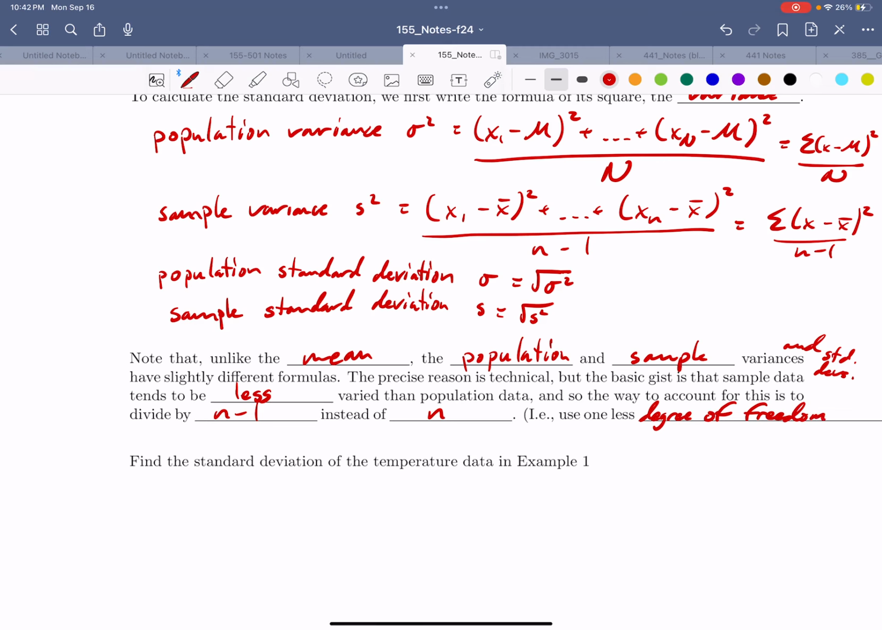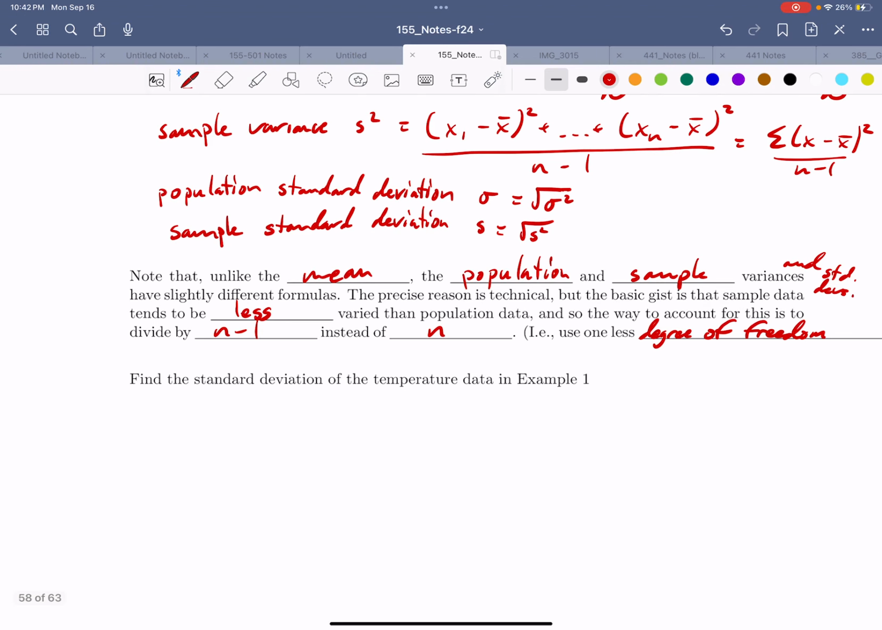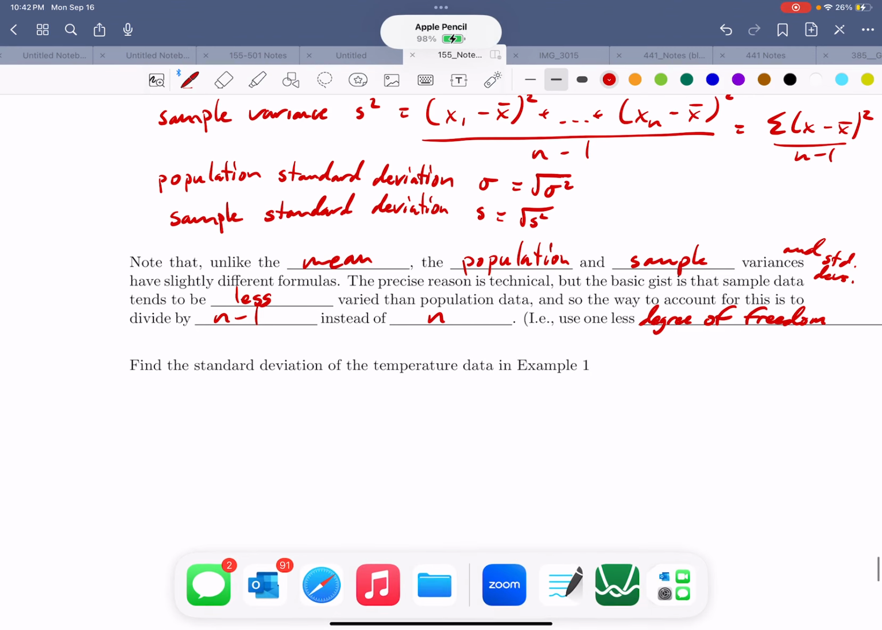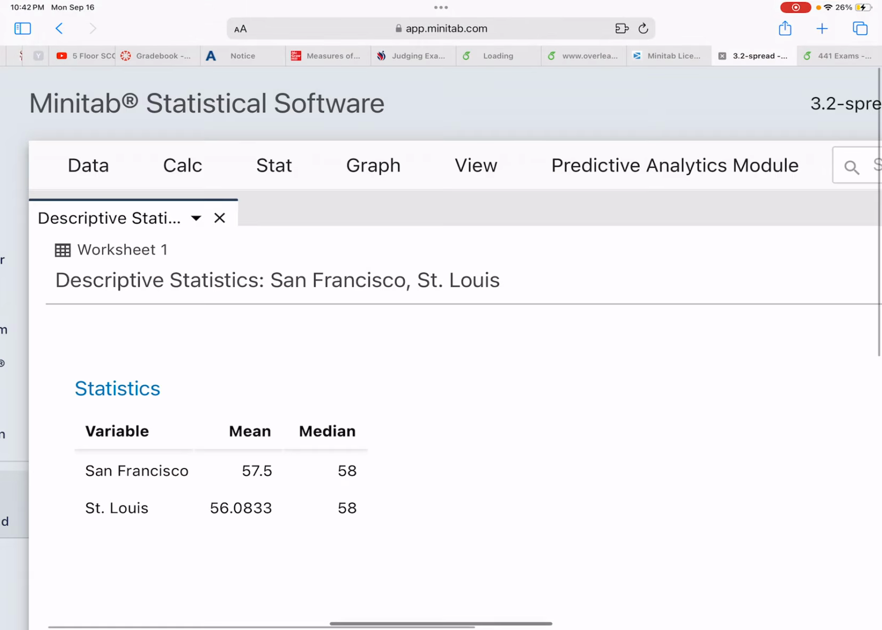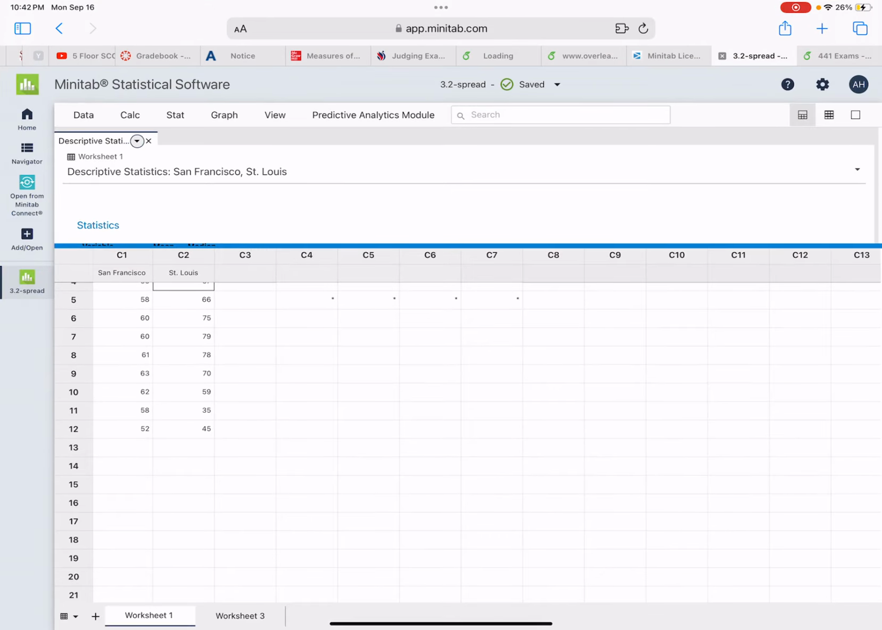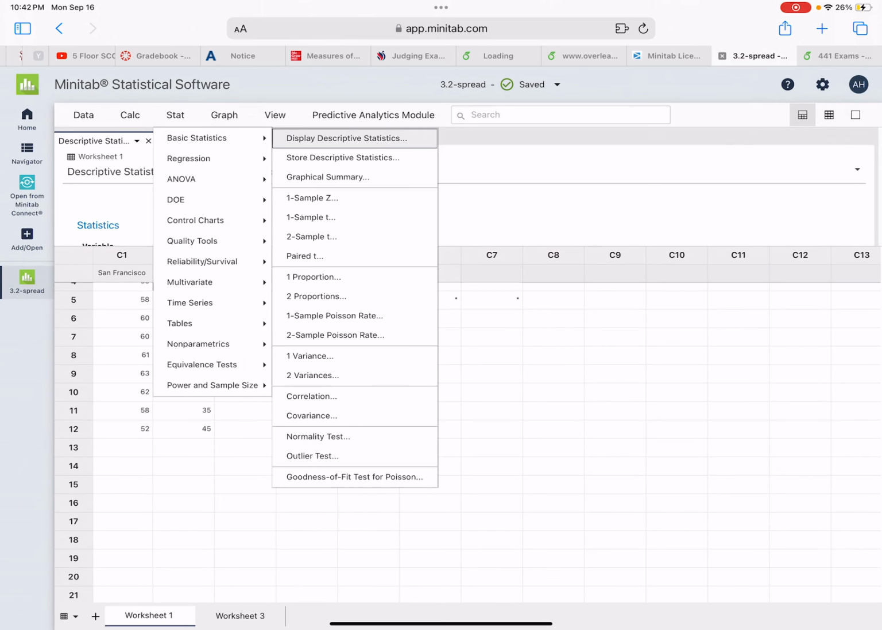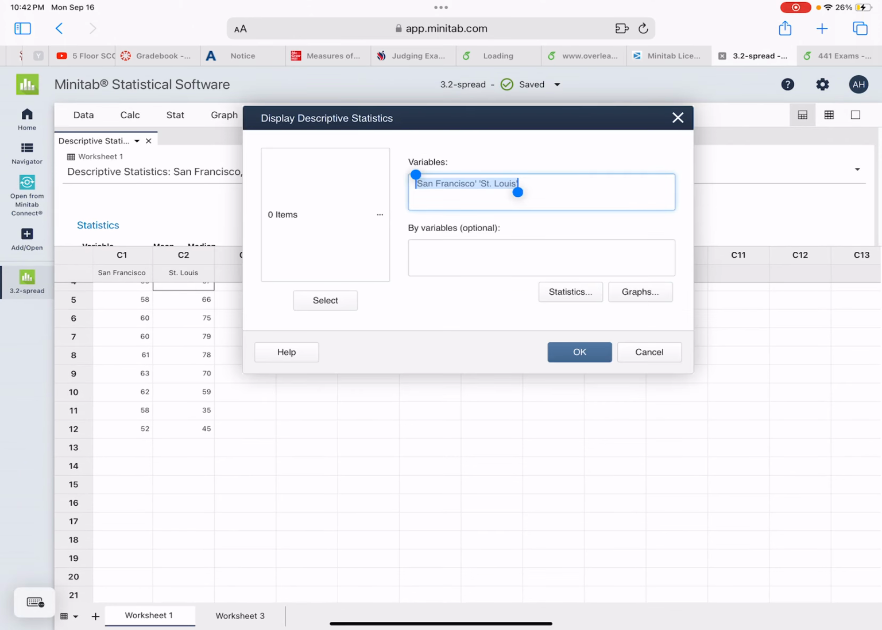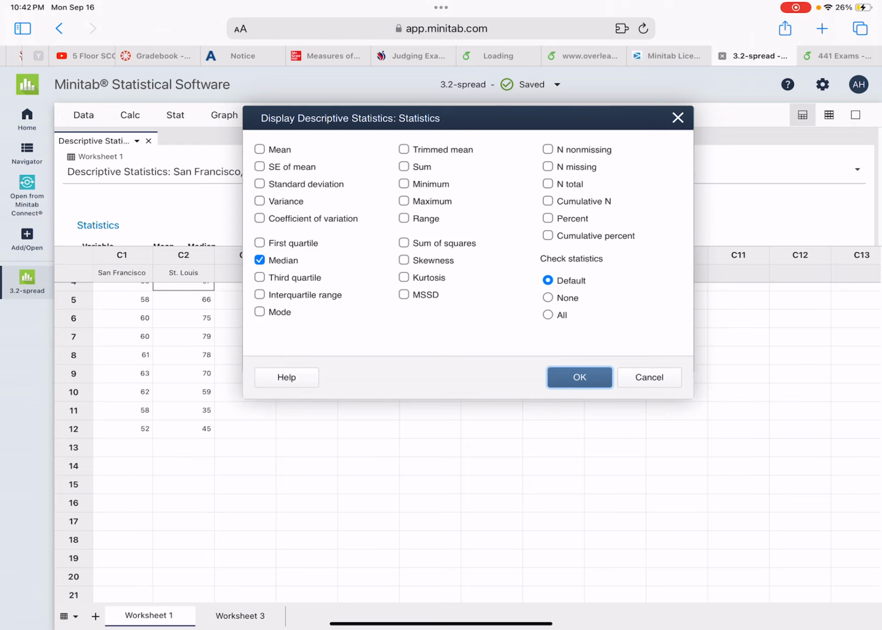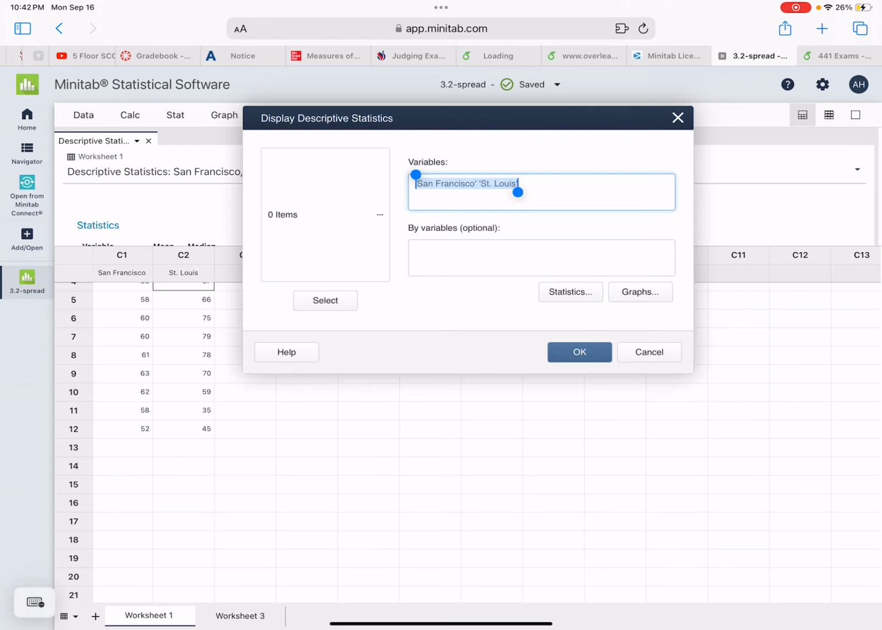But again, if you're really interested in statistics and exactly what all this stuff means, talk to your local stats expert, which I'm sorry to say is not I at this point. Anyway, let's find the standard deviation of our data, right? So what we're going to do is go back into Minitab, Stat, Basic Stats, Display Descriptive Statistics. Still make sure those two columns are selected, but let's instead select standard deviation.